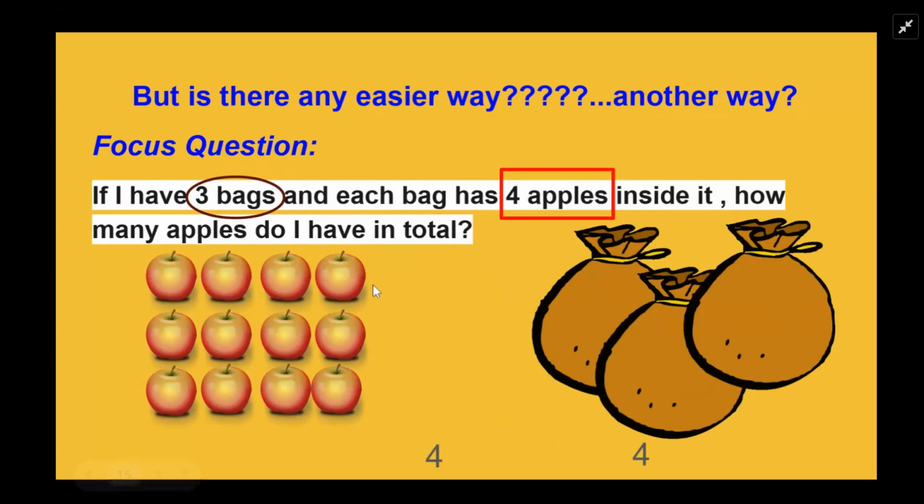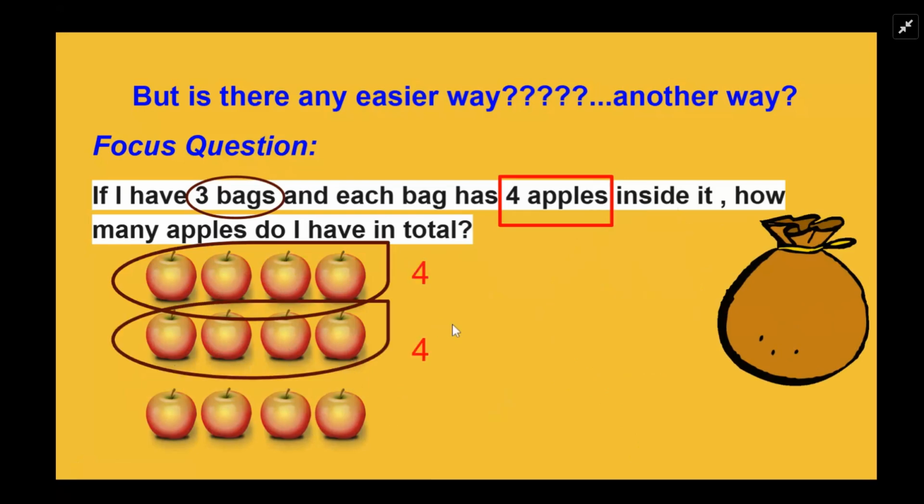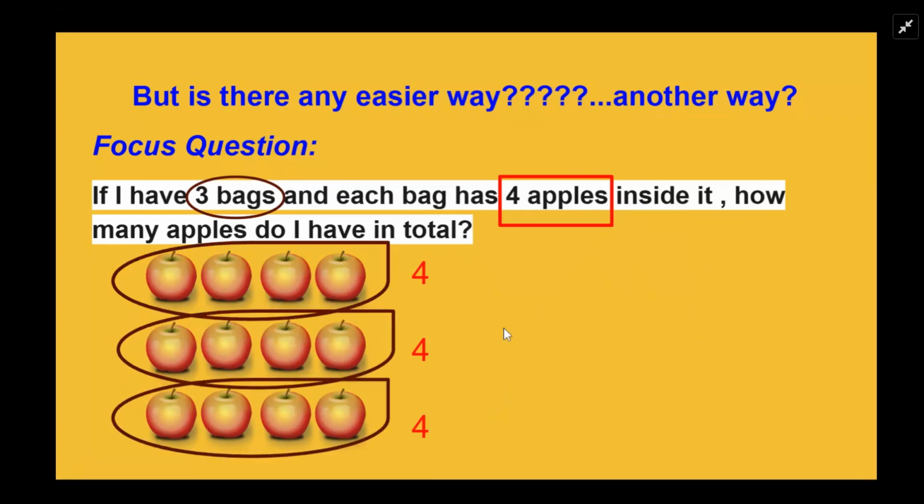Now, say I'm going to multiply. I'm going to lay out all my apples into what's called an array. I'm going to put 4 apples in the first row. I'm going to put 4 apples in the second row and 4 apples in the third row. Then I'm going to start bagging these apples up. Here's my first bag of 4 apples. Here's my second bag of 4 apples. And here's my third bag of 4 apples.